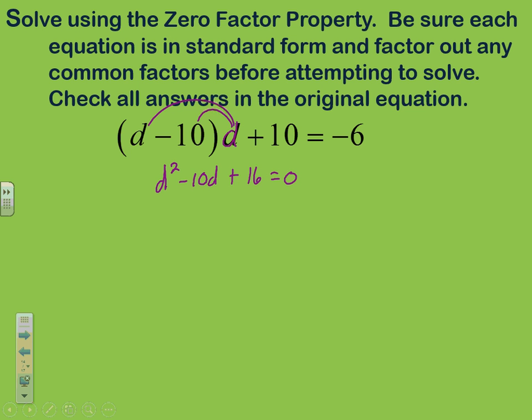And again, most of us at this point are going to be able to recognize, well, let's put our parentheses here. And I know I'm going to have a d here and a d here. Because the middle term is negative and the last term is positive, that tells me that both of these have to be negative, because when I multiply those last terms together, they need to make a positive value. So the factors of 16 that could be added together to give me a 10 are just going to be an 8 and a 2. And at this point, all we need to do is set each factor equal to 0.